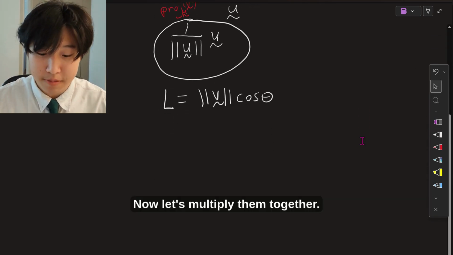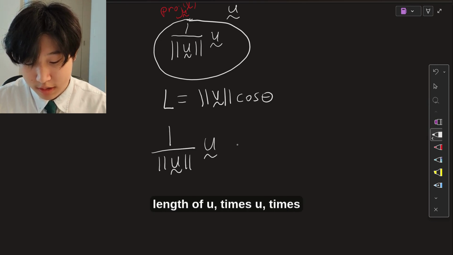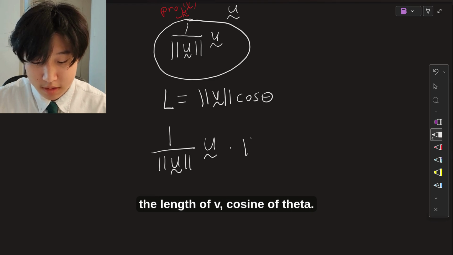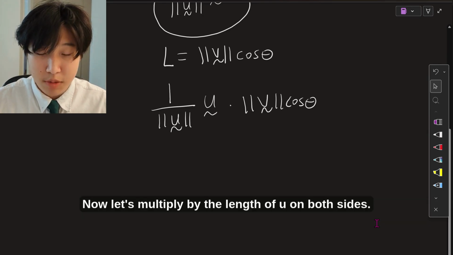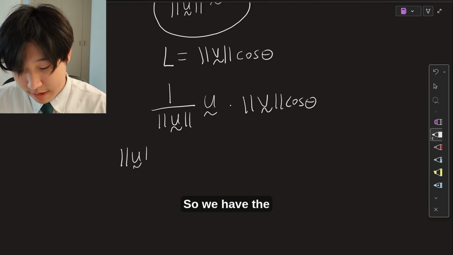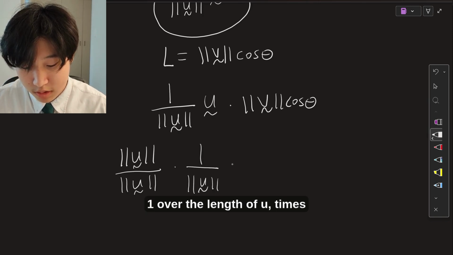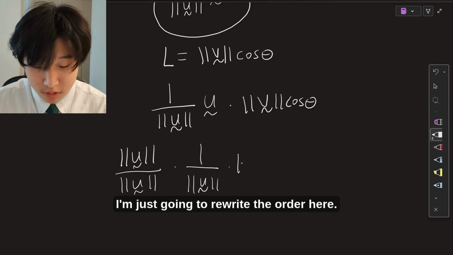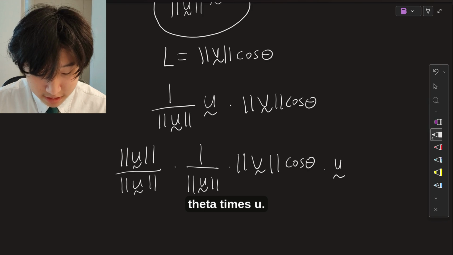So now let's multiply them together. We have 1 over the length of u times u times the length of v cosine of theta. Now let's multiply by the length of u on both the top and the bottom. So we have the length of u over the length of u times 1 over the length of u times, I'm just going to rewrite the order here, the length of v cosine theta times u.